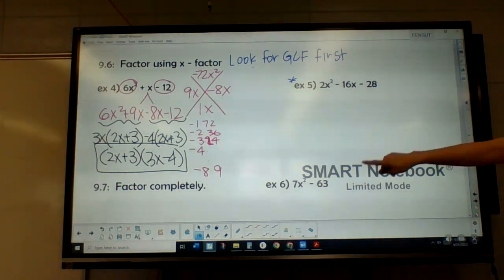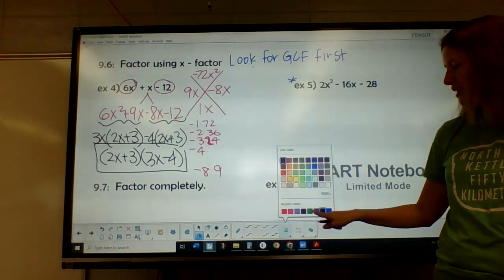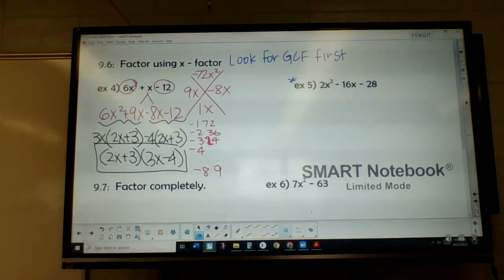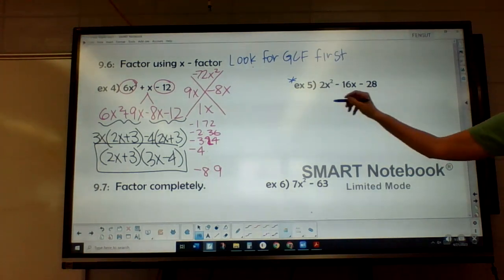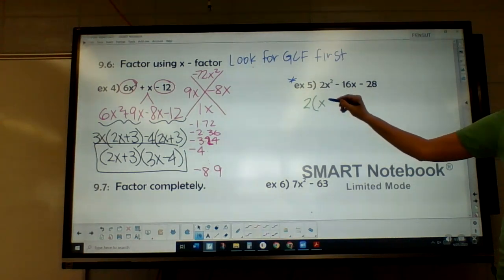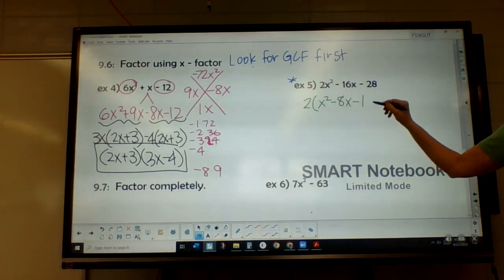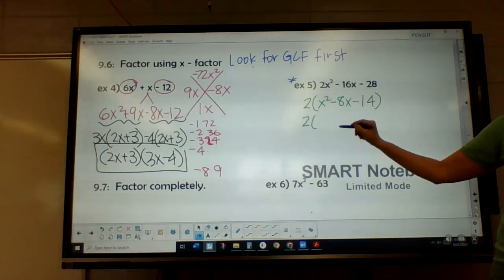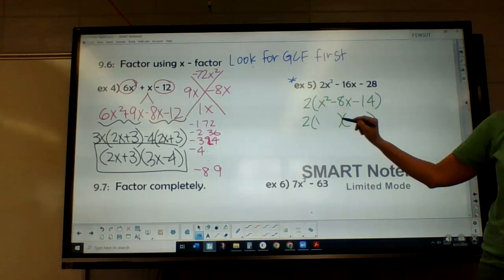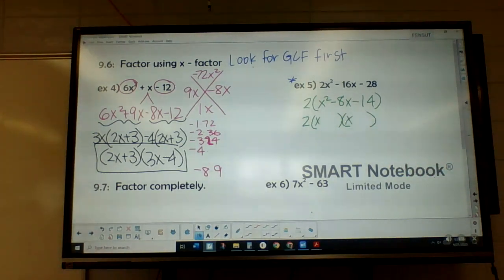Now, example 5 is the one I said that it actually does have a GCF first. If you forgot to take it out, you probably had a lot more factors to work with. It was probably a longer problem. And at the end, you probably still need to factor it. But if you notice, you can take out a 2 first. It's going to save you a lot of time. Because now, this becomes the nice type of factoring that I think all of you guys are capable of being really good at. X and X, multiply to negative 14, add to negative 8.